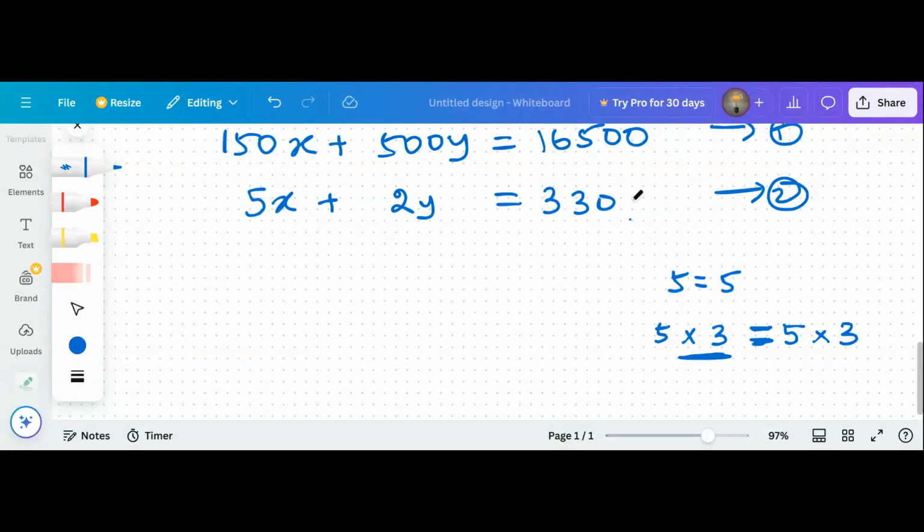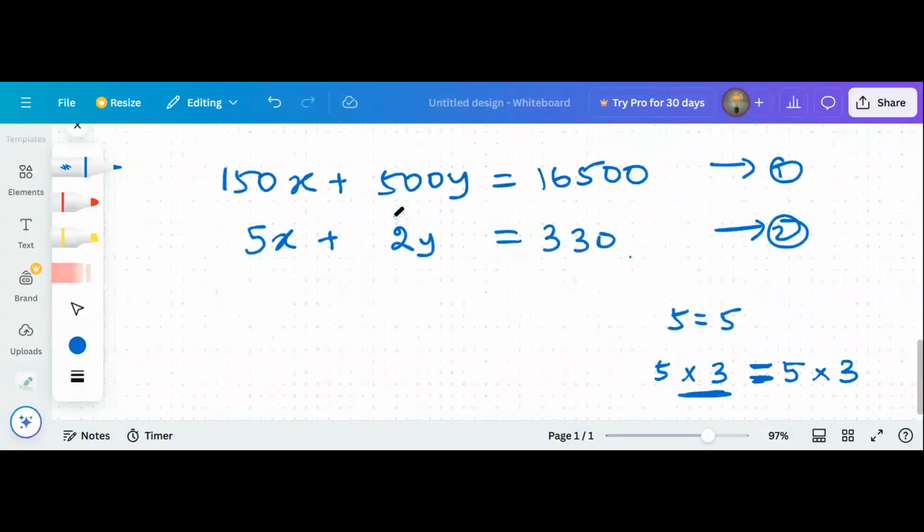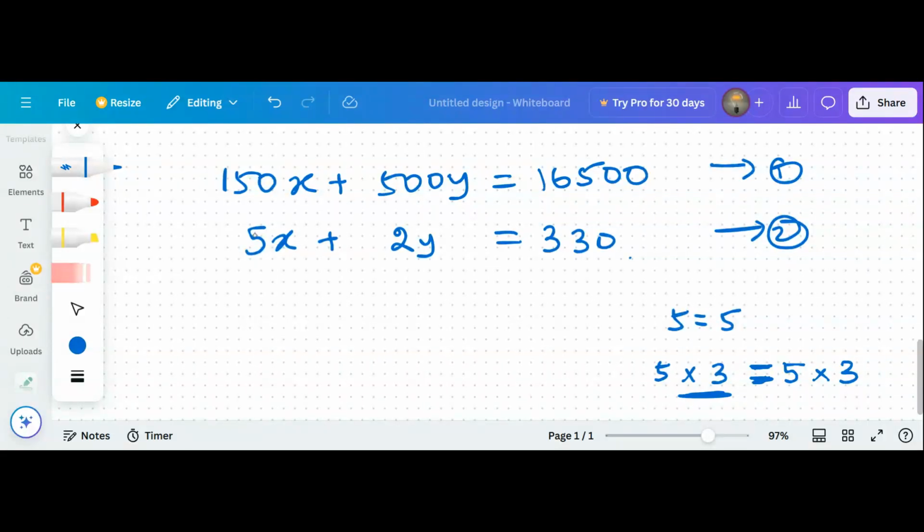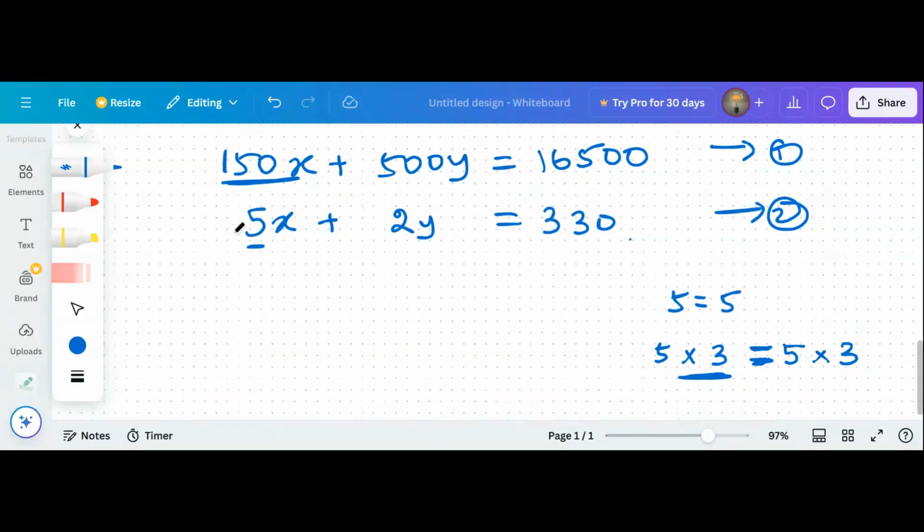Okay, so we will take this equation 2 and multiply it by 30. Now you may have a question why we are multiplying it by 30. Here you see it is 150. Here you see it is 5. 5 into 30 is 150. That is the reason I am multiplying it by 30. Okay, just wait and see.